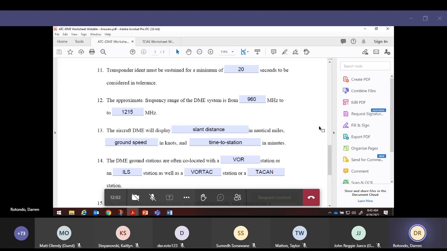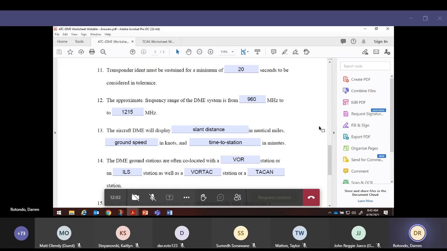And it's really the TAC part of VORTAC or TACAN. TACAN is the military. The military gave us all these systems. So TACAN stands for Tactical Air Navigation. And VORTAC is basically a civilian VOR station co-located with a military TACAN station. So the TAC part of the station, which is TACAN, can provide DME information.